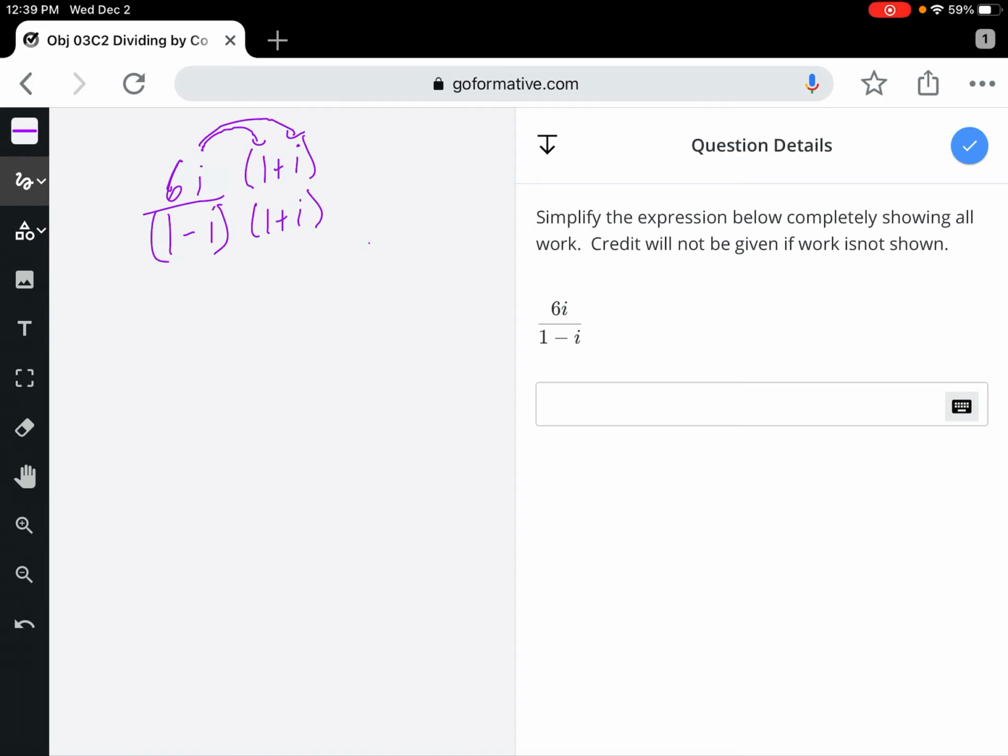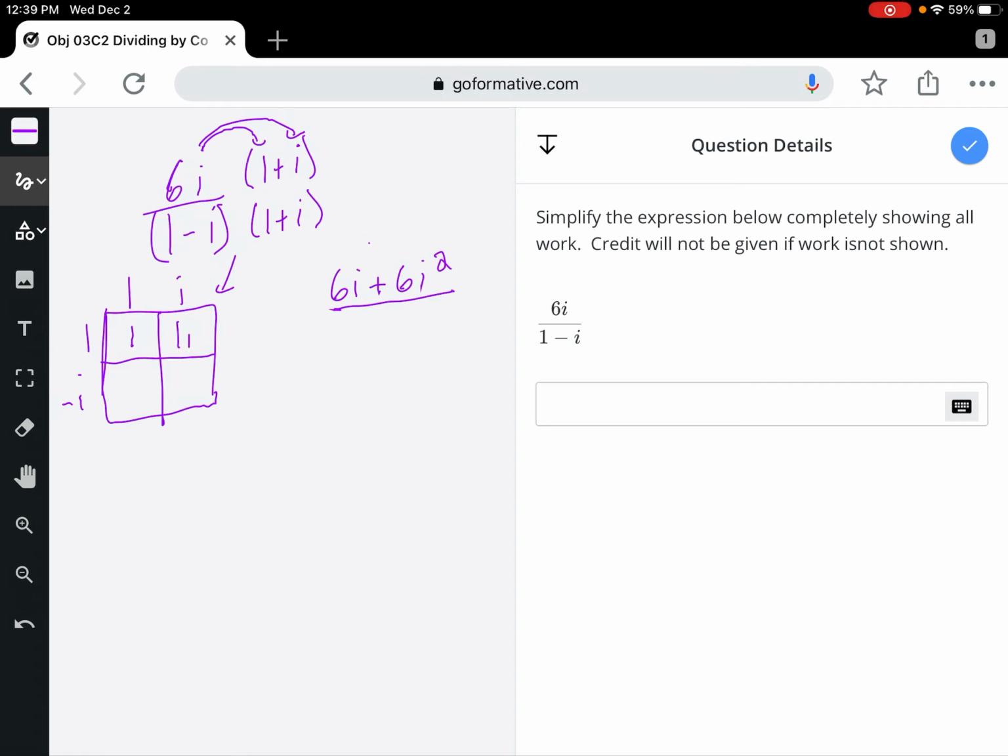So for the top, this is pretty easy. You just do distributive property. So when I do distributive property, that's going to be 6i plus 6i squared. The denominator is a little bit tricky because we need to do a box, or you can do FOIL. I'm just kind of emphasizing the box right now. So 1 minus i and 1 plus i.